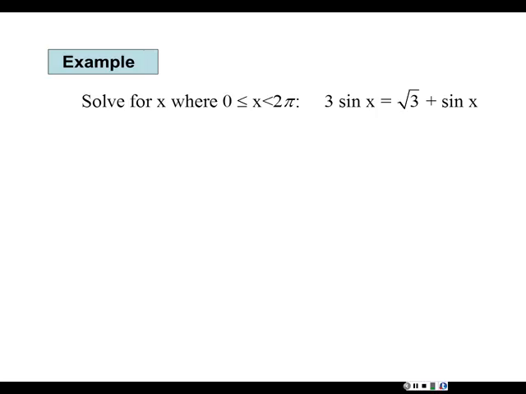Now at this point you will have 2 sine x equals square root of 3, and then sine x is going to be, if you divide both sides by 2, just like the regular algebraic equation solving steps, square root 3 by 2. Now at this point, see here we have sine x equal to square root 3 by 2. Now think about square root 3 by 2.